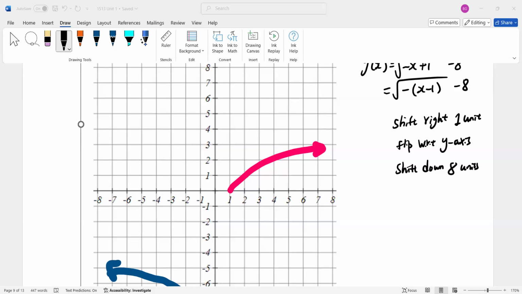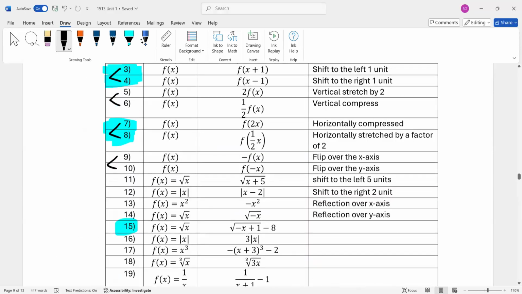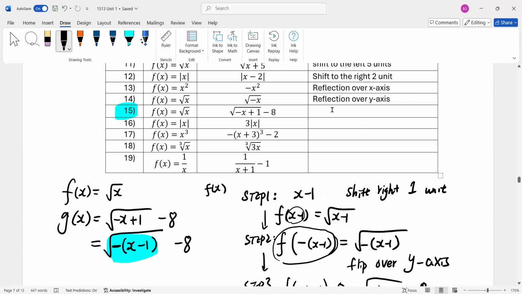We have 5 more minutes. We have more functions here, more transformations here. Let's finish this.